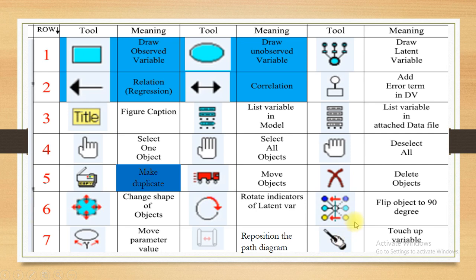Then this one is used to also flip the whole model from 90 degrees to 180, 270 and thereabout. Then this one is also used to move the parameter value. Then we have the reposition of the path diagram. Then touch up variable. This one, if you draw your model and they are not well arranged, you can click on it and it will put them into shape. So let's move on to the other tools.